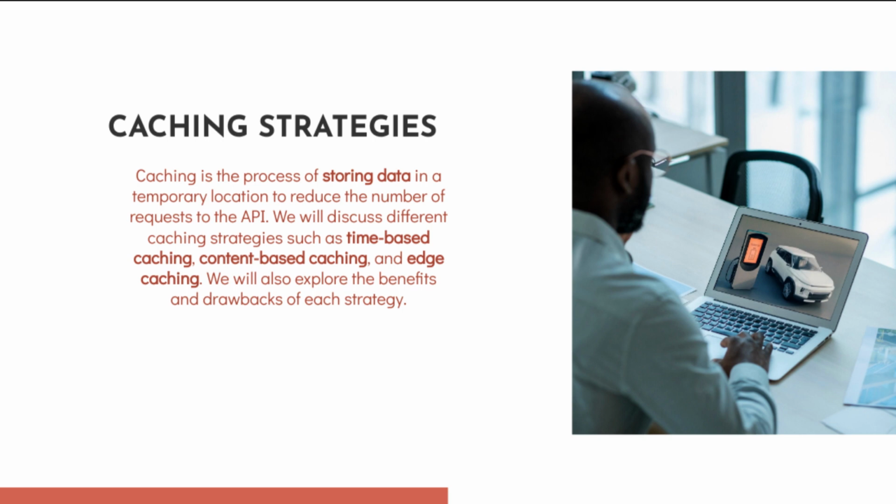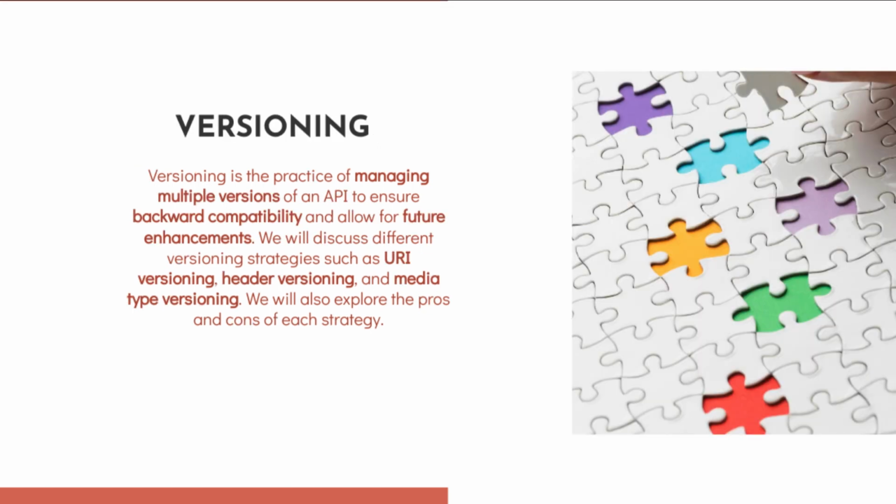2. Caching. Caching can significantly improve API performance and reduce the load on your server. Consider the following caching best practices. Leverage HTTP caching mechanisms like Cache-Control and ETag headers to control caching behavior. Use appropriate cache expiration times based on the volatility of the data.